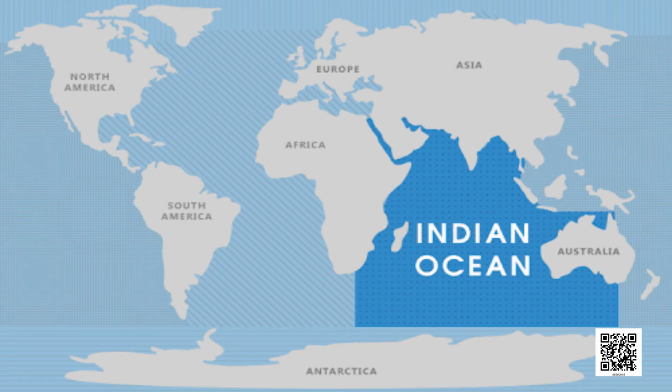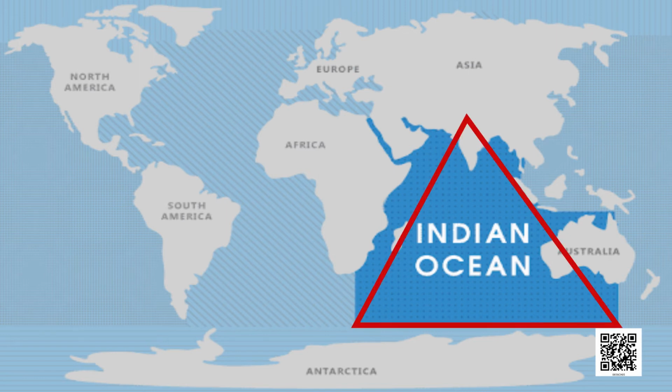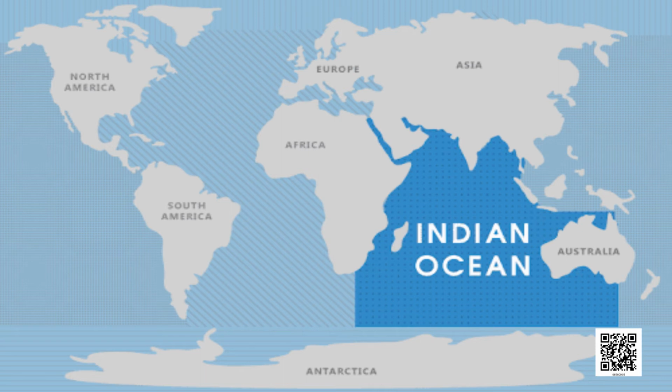The Indian Ocean is the only ocean named after a country, that is India. The shape of the ocean is almost triangular. In the north, it is bound by Asia, in the west by Africa and in the east by Australia.